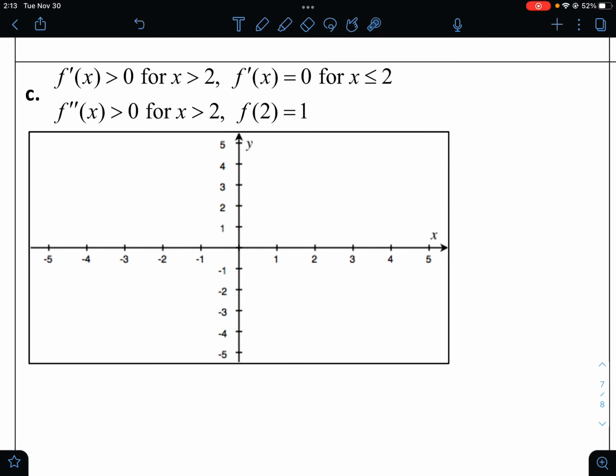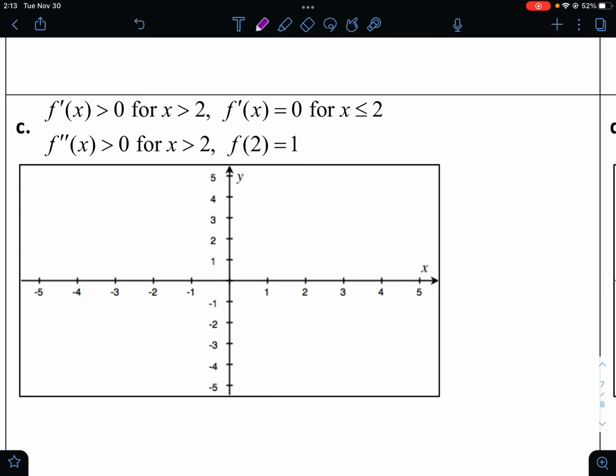Question C. Well, first we got f of 2 equals 1, so 2, 1. The derivative is positive to the right of 2, so increasing. The derivative is 0 for anything that's less than or equal to 2, so it should be a horizontal line. And the second derivative is positive, so concave up to the right of 2. So we want a horizontal line to the left of 2, and then an increasing concave up to the right of 2.